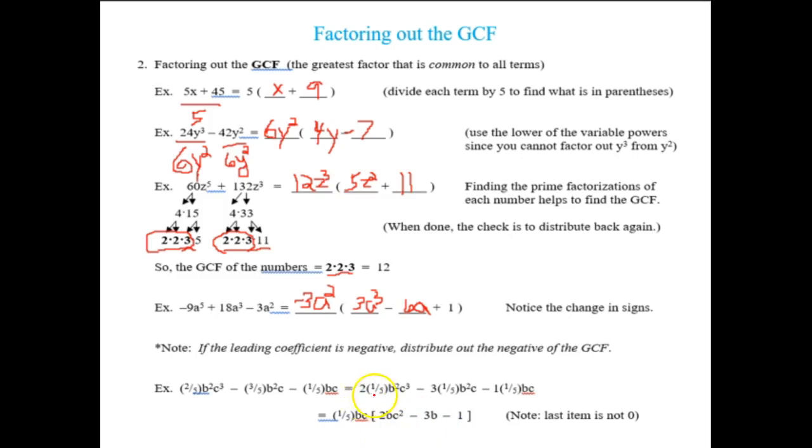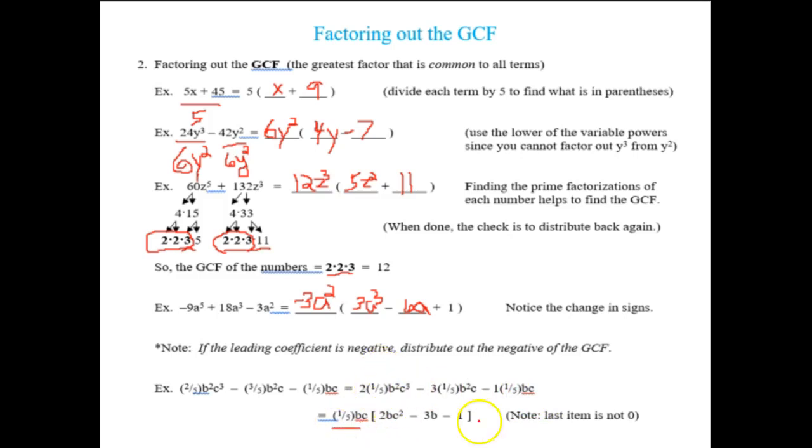So what you do is you basically separate the 2/5 and think of it as 2 times 1/5. The negative 3/5 could be thought of as negative 3 times 1/5. And the negative 1/5 is negative 1 times 1/5. So you have a 1/5 that you see in everything, and also everything has a b and a c in it. So my greatest common factor is 1/5 bc.